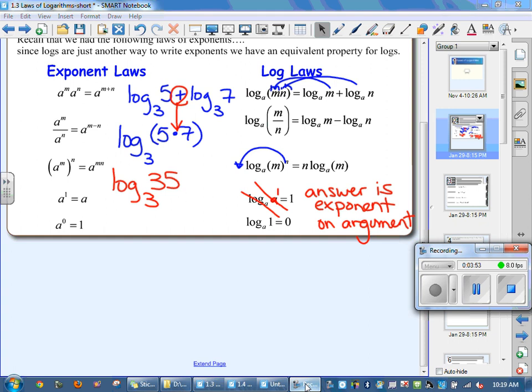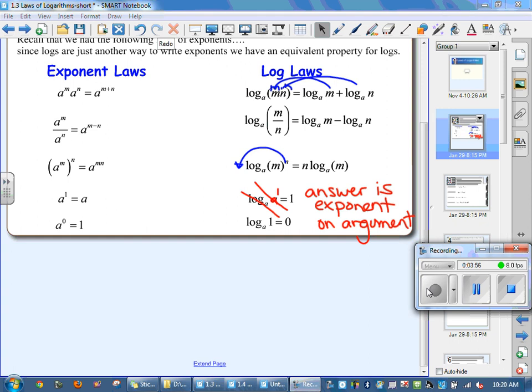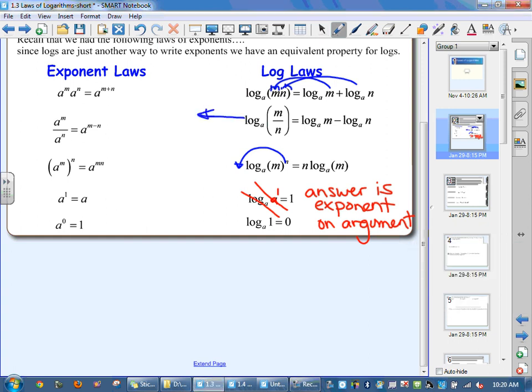Oh, okay. Our next example, let's take a look at the division one. So this would be like saying log base 2 of 15 minus log base 2 of 3. They have to have the same base in order to follow the log laws. They have the same base, so I'm allowed to use the rules. It's still log base 2, but now it's telling me to take 15 and divide by 3.